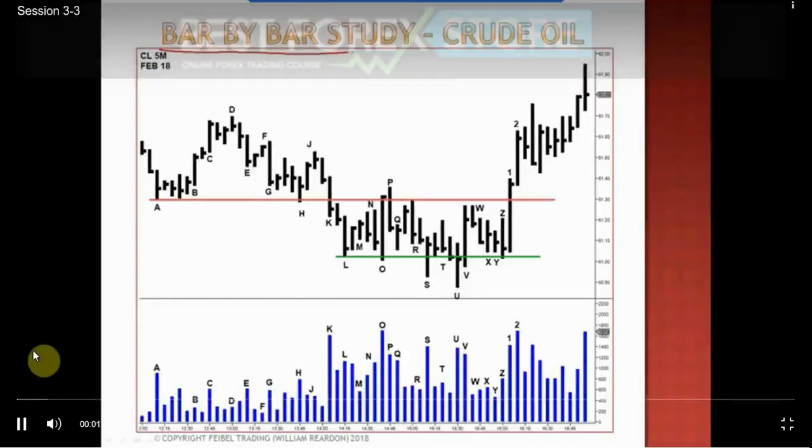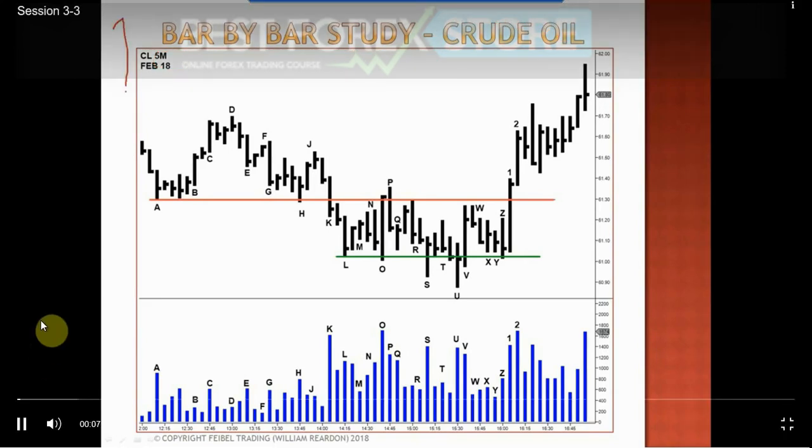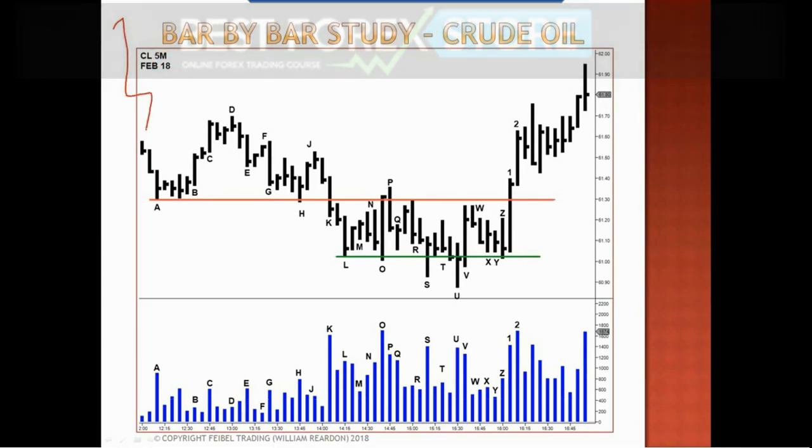Here we have a bar by bar study, crude oil, on a 5-minute time frame. For context, we are in a downtrend. Now, the market finds support at A. And what grabs my attention are bars B and C.